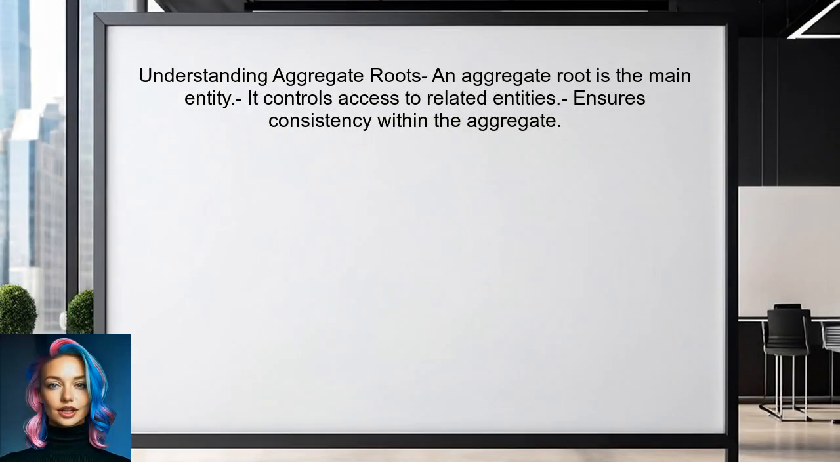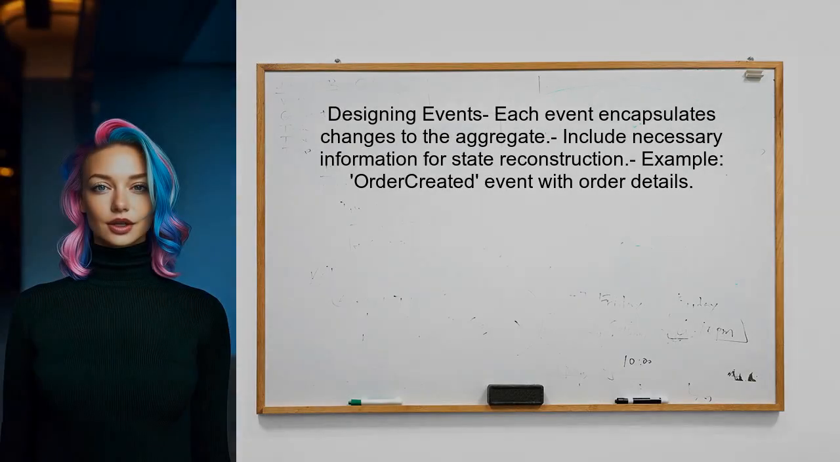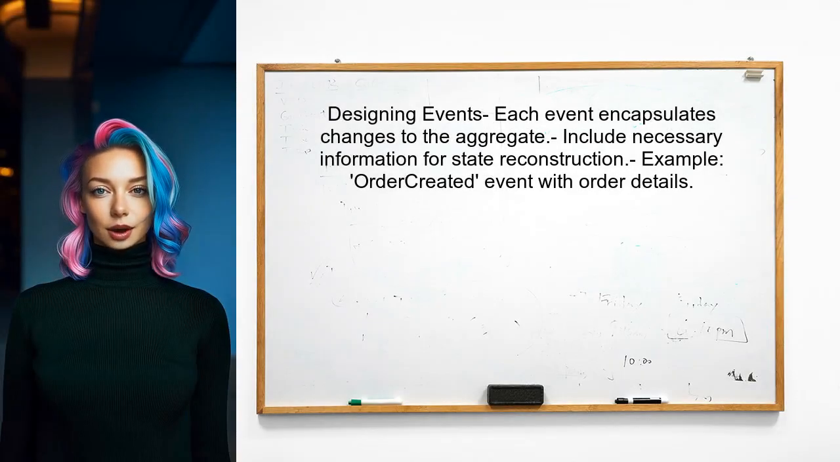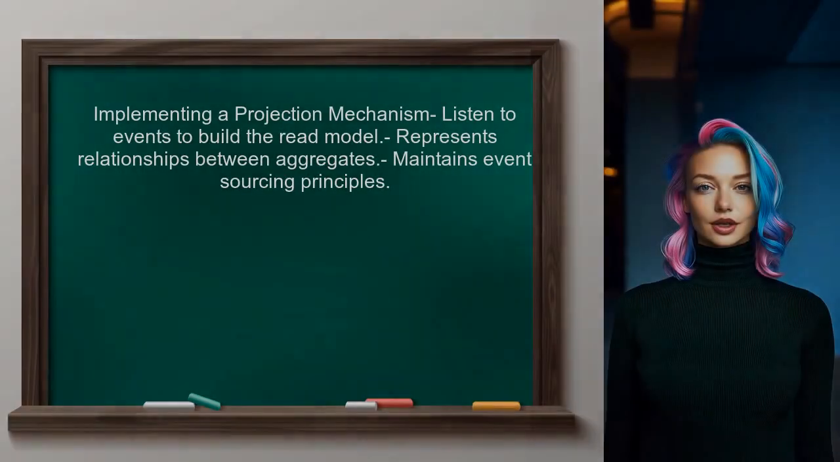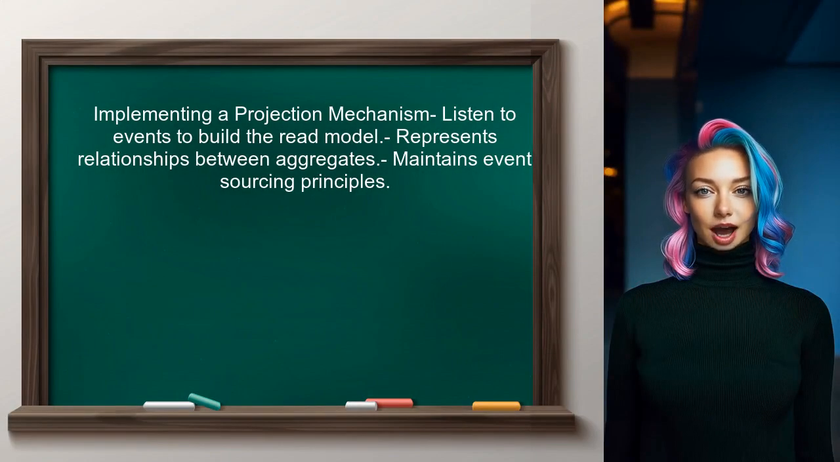To handle aggregates and their relationships in event sourcing, the user should first understand the concept of aggregate roots. An aggregate root is the main entity that controls access to its related entities. Next, the user should focus on designing the events carefully. Each event should encapsulate the changes to the aggregate and include all necessary information to reconstruct the state of the aggregate. The user can then implement a projection mechanism. This mechanism will listen to the events and build the read model, which can represent the relationships between aggregates without breaking event sourcing principles.